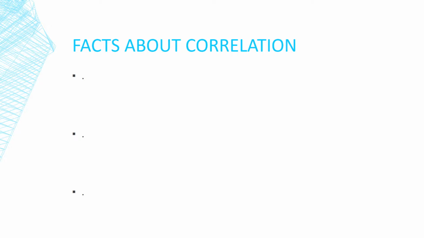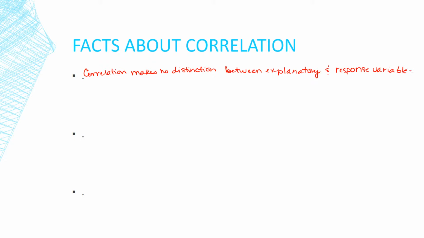All right, so facts about correlation. So first, correlation makes no distinction between explanatory and response variables. So whereas we always want to put the explanatory on the x-axis and the response on the y-axis, the correlation will actually be the same no matter what, where you have what variables.